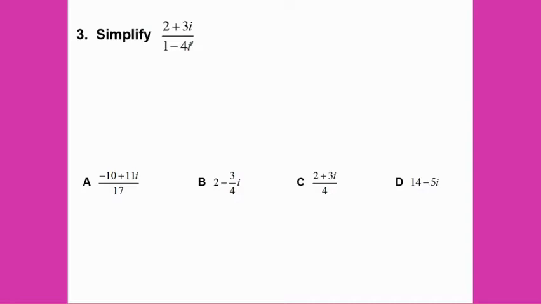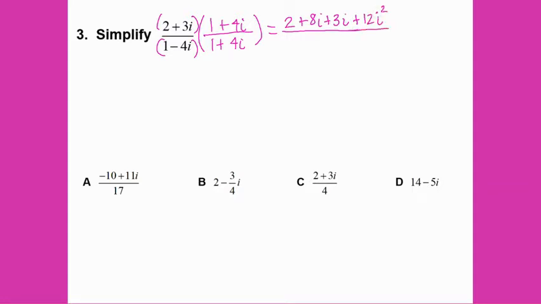We need to simplify this. So one of the rules of denominators is that we can't have an i in our denominator. To eliminate it, we want to multiply by the conjugate. So 1 plus 4i on top and on bottom. In both cases, we're going to have to double distribute. And now we simplify.